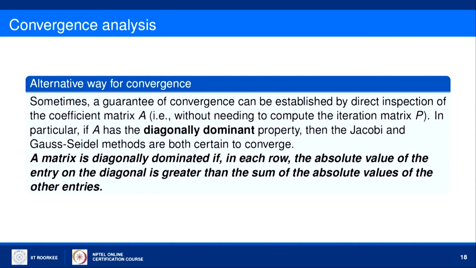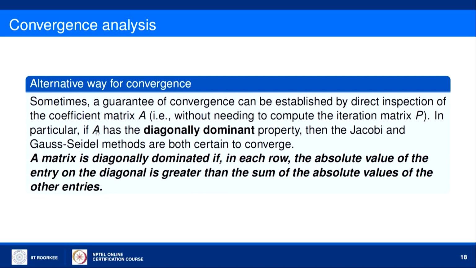These conditions I have spoken of are on the iteration matrix P. Can we say some condition on the coefficient matrix A, because the coefficient matrix A is directly available to us from the problem, while P we need to calculate? So, here I am telling one more condition which can be implemented on the coefficient matrix A, and that is that sometimes a guarantee of convergence can be established by direct inspection of the coefficient matrix A, as I told you, without needing to compute the iteration matrix P.